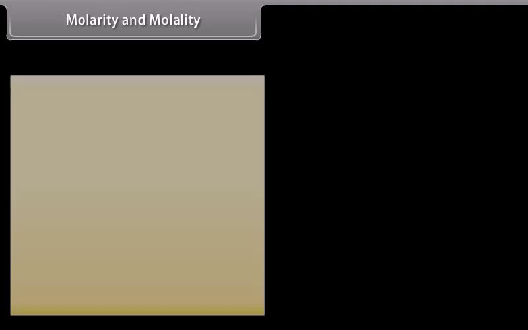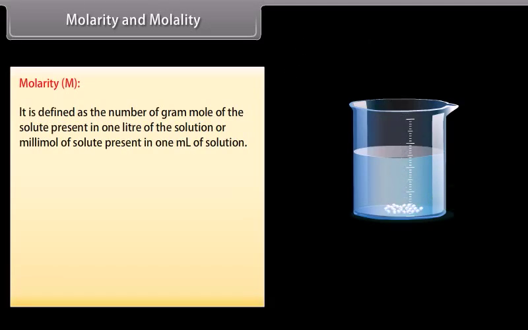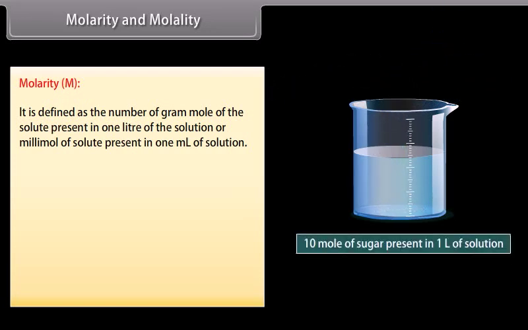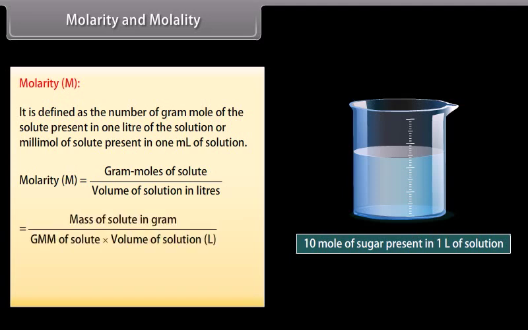Molarity and molality. Molarity. It is defined as the number of gram mole of the solute present in 1 liter of solution or millimole of solute present in 1 ml of solution. It is represented by M. Mathematically, molarity is represented by M is equal to Wb in grams divided by product of gram mole mass of B and volume of solution in liter.